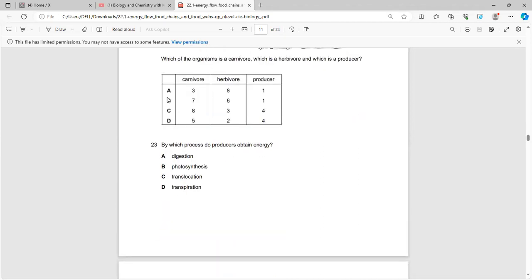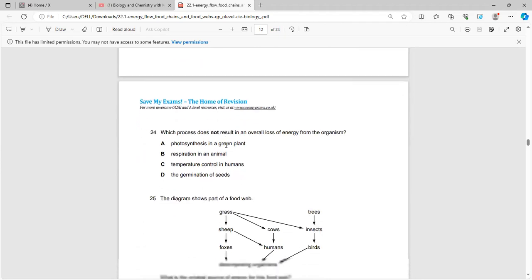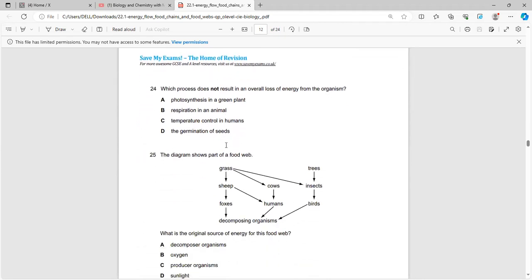Now, if we talk about question number 23, how do producers obtain the energy? They obtain the energy by the process of photosynthesis. In question number 24, they have asked what happens to the energy in an organism, and in which process there isn't a net loss of energy. So in photosynthesis, there is a net gain of energy, and we have talked previously as well that photosynthesis is an anabolic process in which energy is always formed.